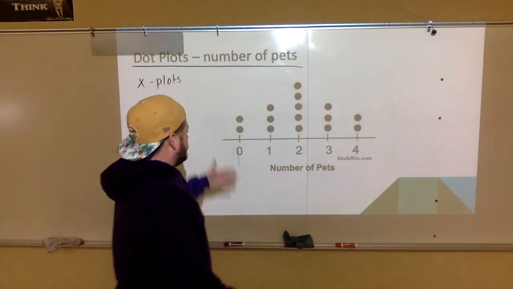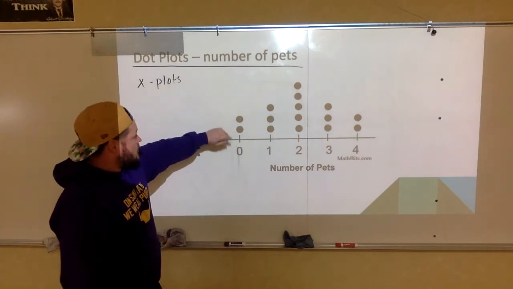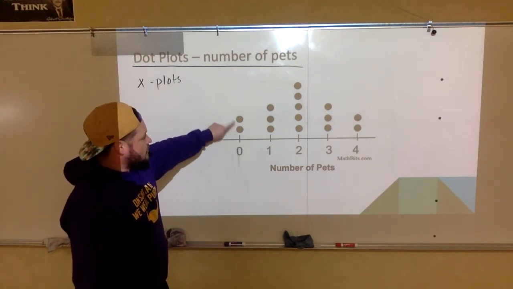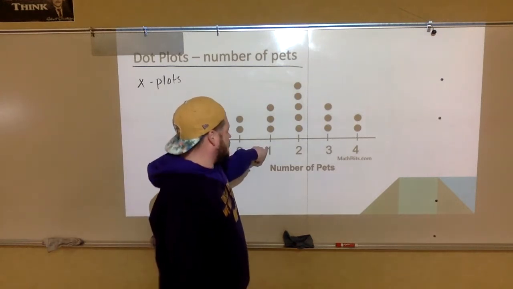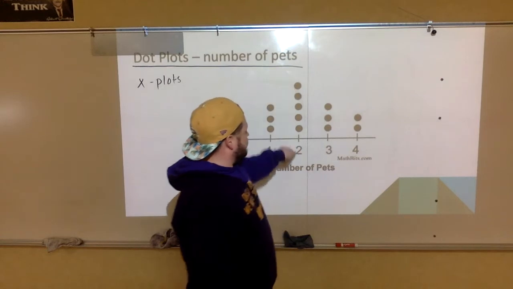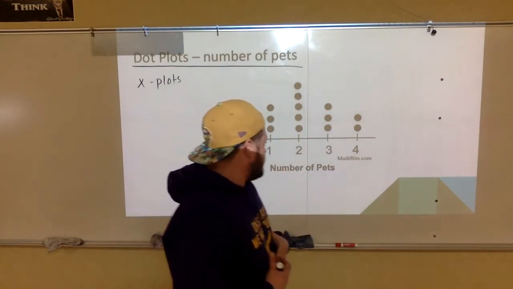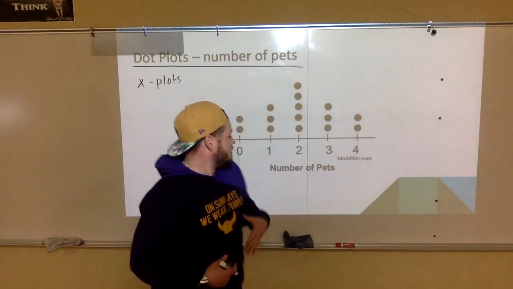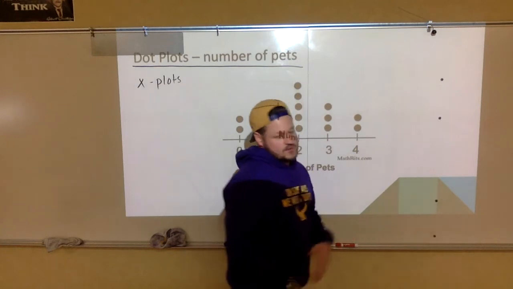So, based on this graph, it looks like 2 people have 0 pets. It looks like 3 people have 1 pet. 1, 2, 3, 4, 5 people have 2 pets. That's where I would fall in because I got Zeus and Chewy, my 2 dogs. Okay, 3 people have 3 pets, 2 people have 4 pets, so on and so forth.